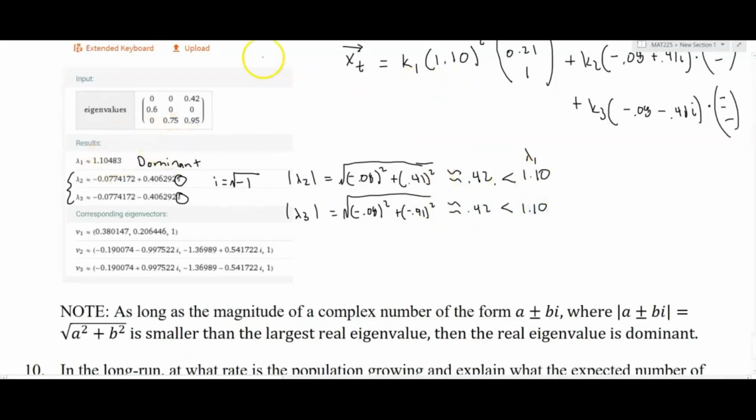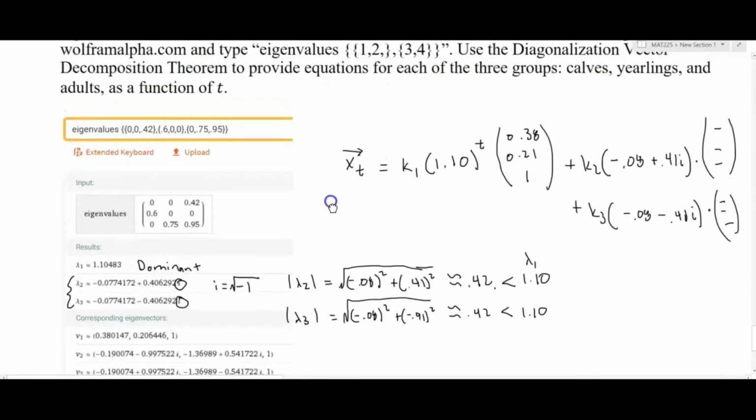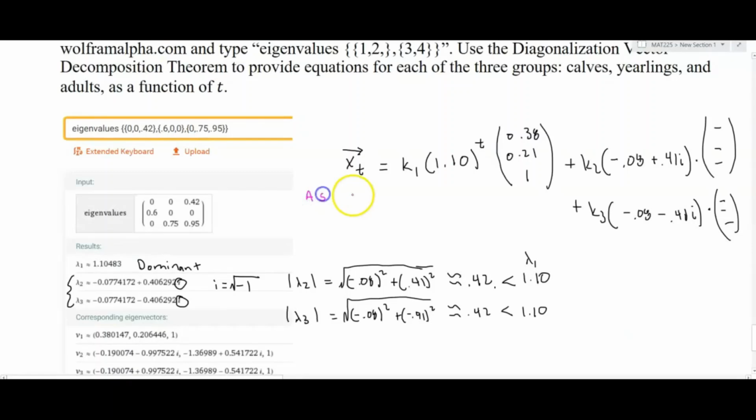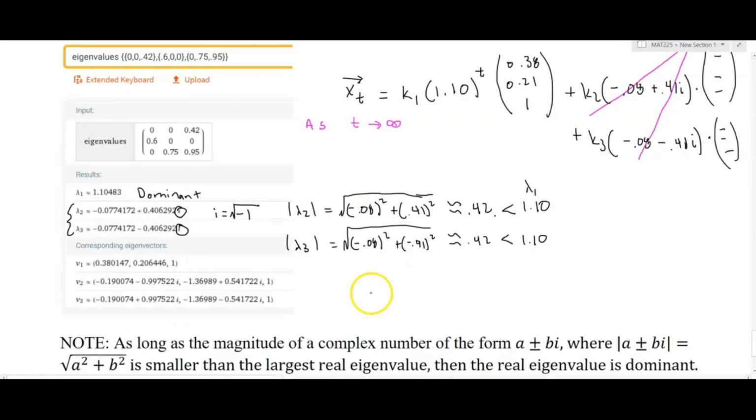Therefore, we can say that as t approaches infinity, this term here will become negligible, as will this k3 term here, that will also become negligible. And so we can say that x of t becomes approximately, as t approaches infinity, x of t is approximated by, I'll just say approximately equal to k1 times 1.10 to the t times the vector 0.38, 0.21, and 1.